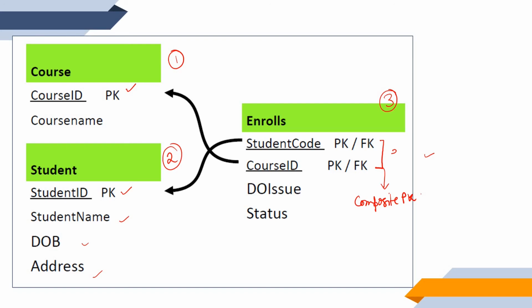In my next lecture, I will complete this table structure mapping, and with that, we will be finishing this entity relationship model chapter. Okay, so bye for now. Take care and have a nice time.